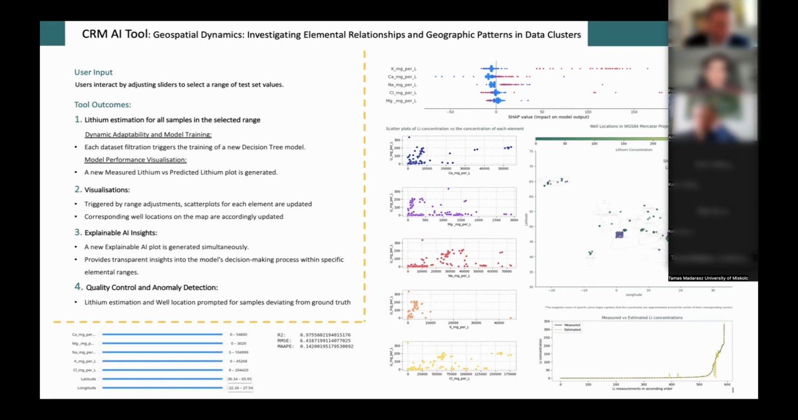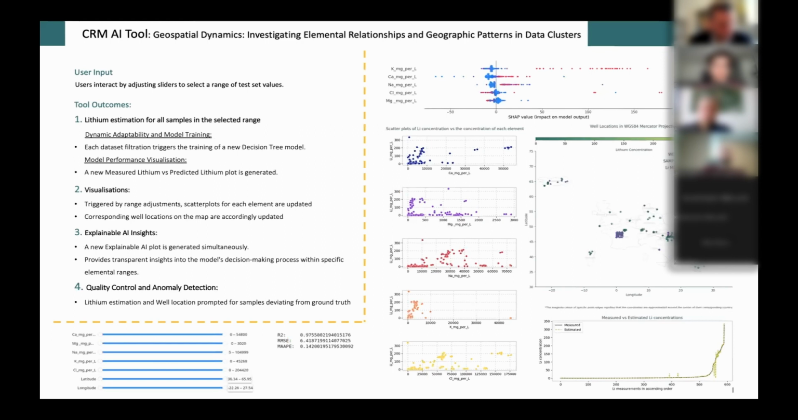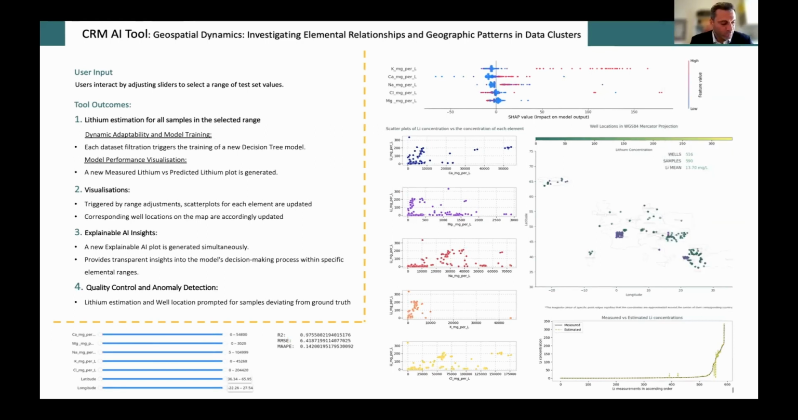As we see on the bottom left, moving the sliders for any element, the entire dataset is concurrently filtered. This action triggers updates in the scatter plots for each element, as well as the locations on the map. It is important to understand how the ranges of individual elements geographically correlate with one another, and how filtering one element influences the geographic distribution of the remaining elements.